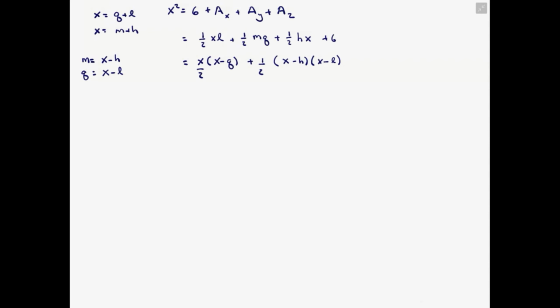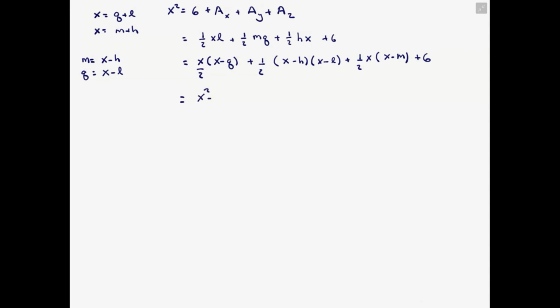All right, everything so far is copacetic, plus 1/2 x times h, and h is x minus m. And then I have plus 6. All right, so those are the areas. So let's carry out the multiplications.